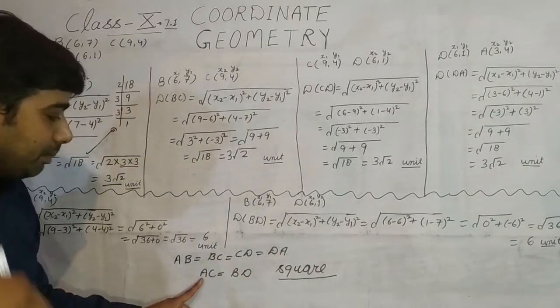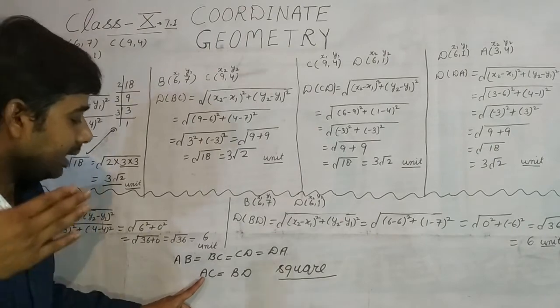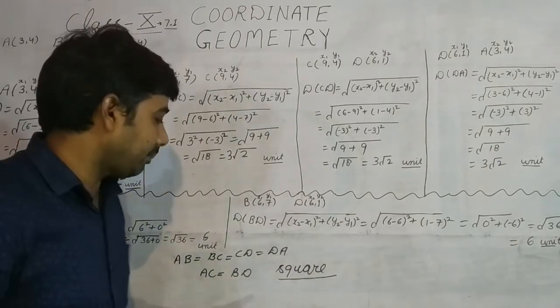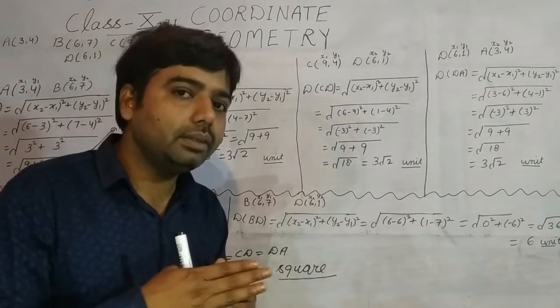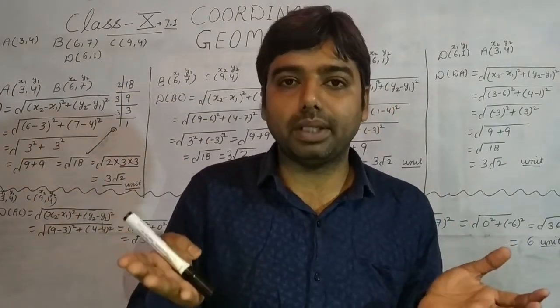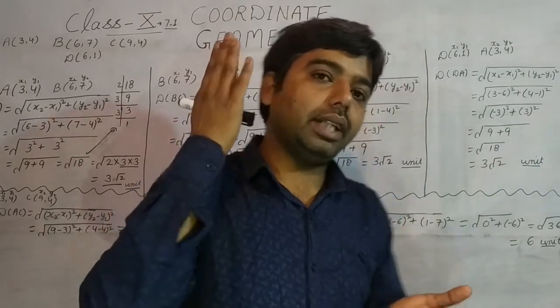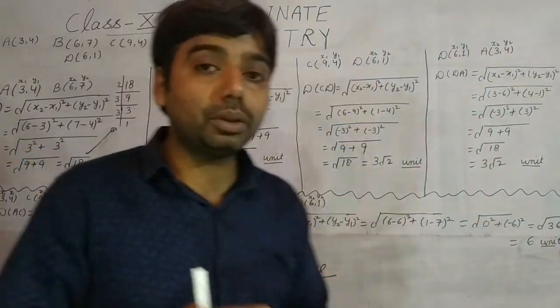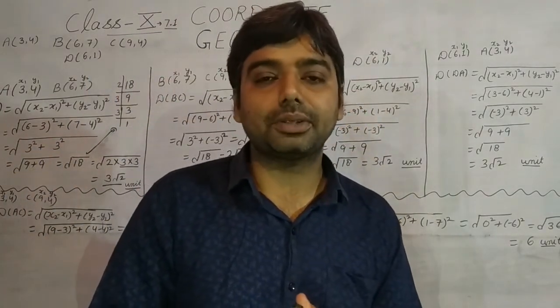And one more thing is here. The diagonal AC equals diagonal BD. If 4 sides are equal, it may be a square or a rhombus, any one of them. But after taking the diagonals, since the diagonals are also equal, it must be a square. Thank you.